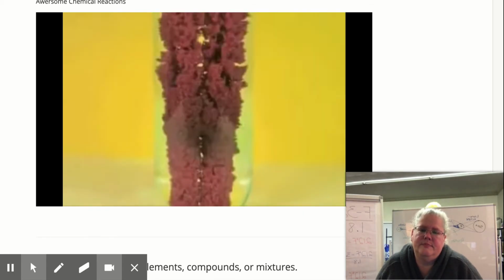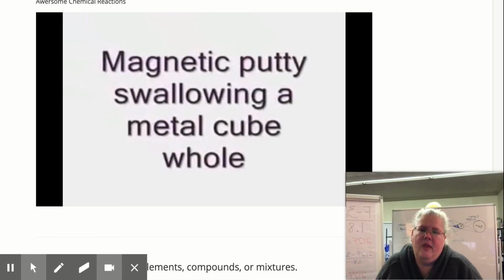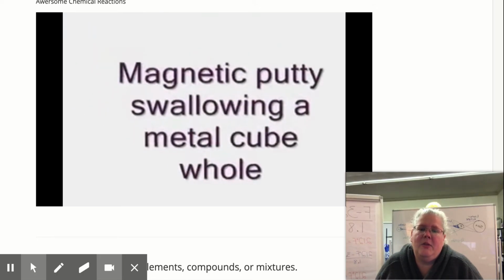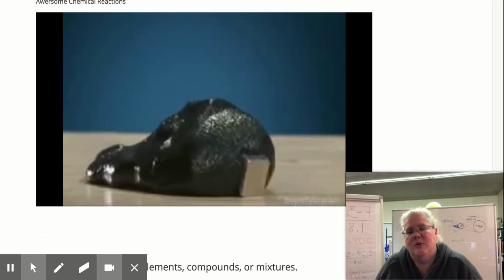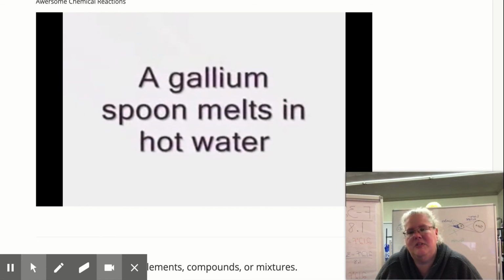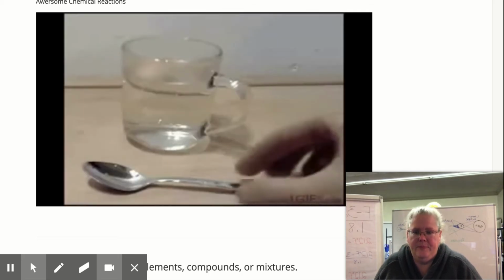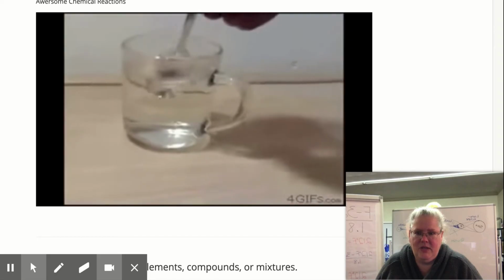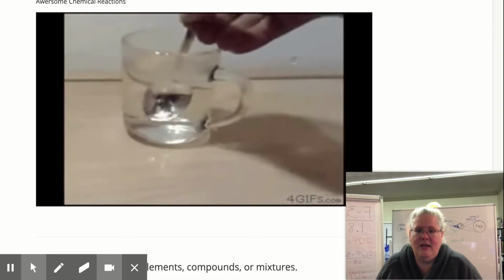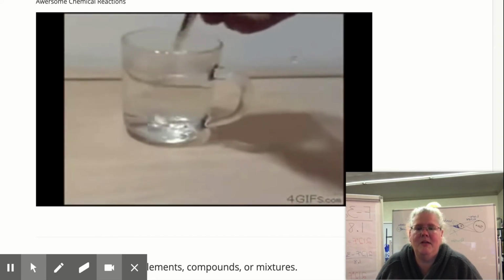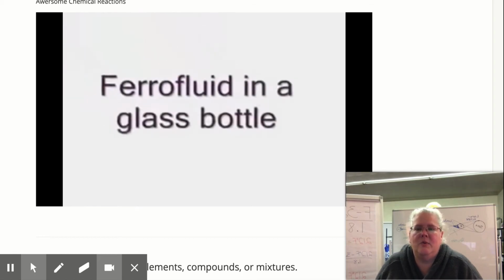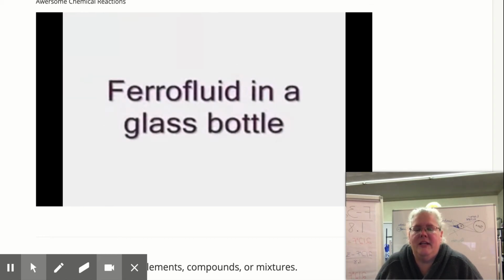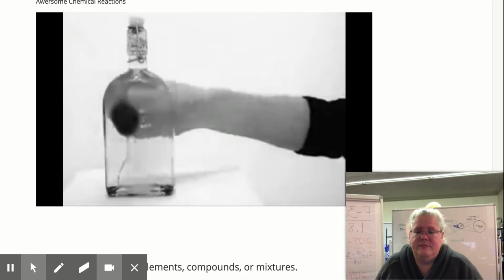Rust. Magnetic putty swallowing a metal cube whole. In other words, the magnetic force pulls it in. A gallium spoon melts in hot water. Looks like a real spoon, but it's not a spoon you want to eat with, because put in a little hot water and let's see what's about to happen. Boom, it's a liquid.